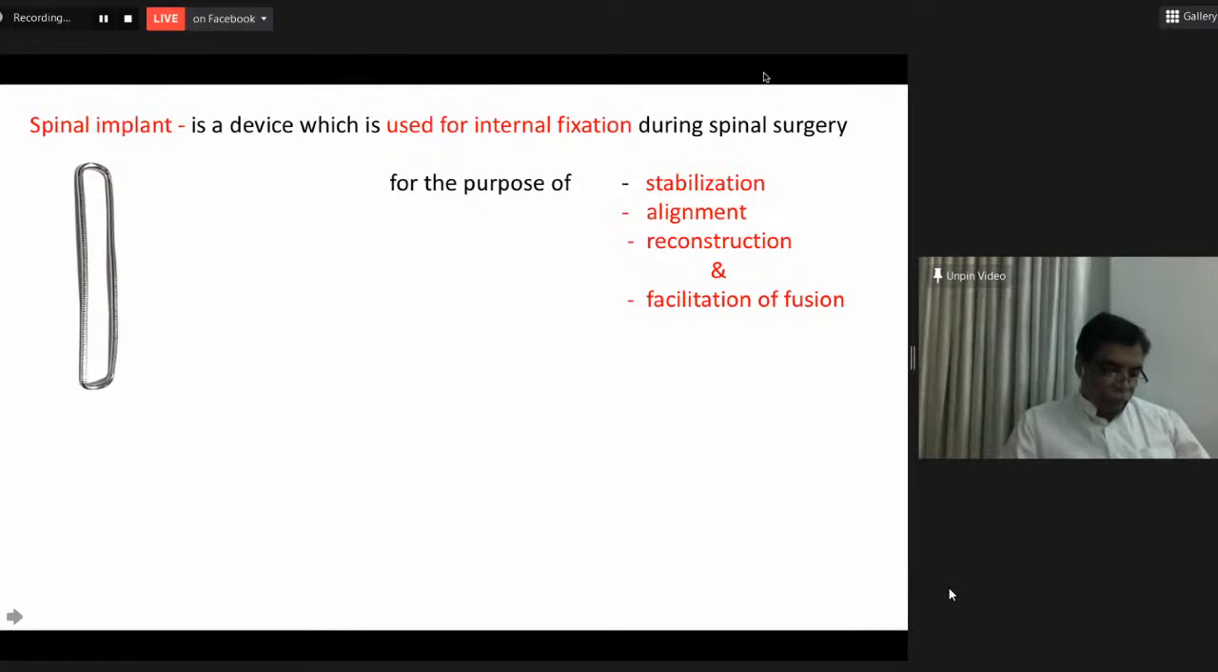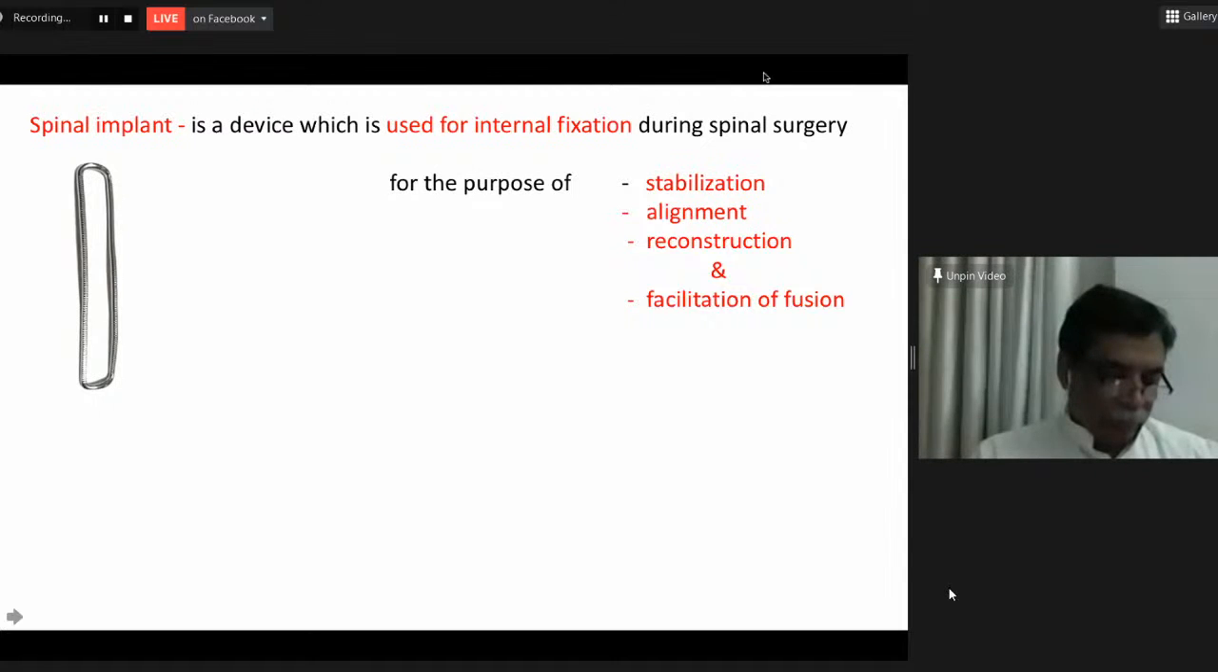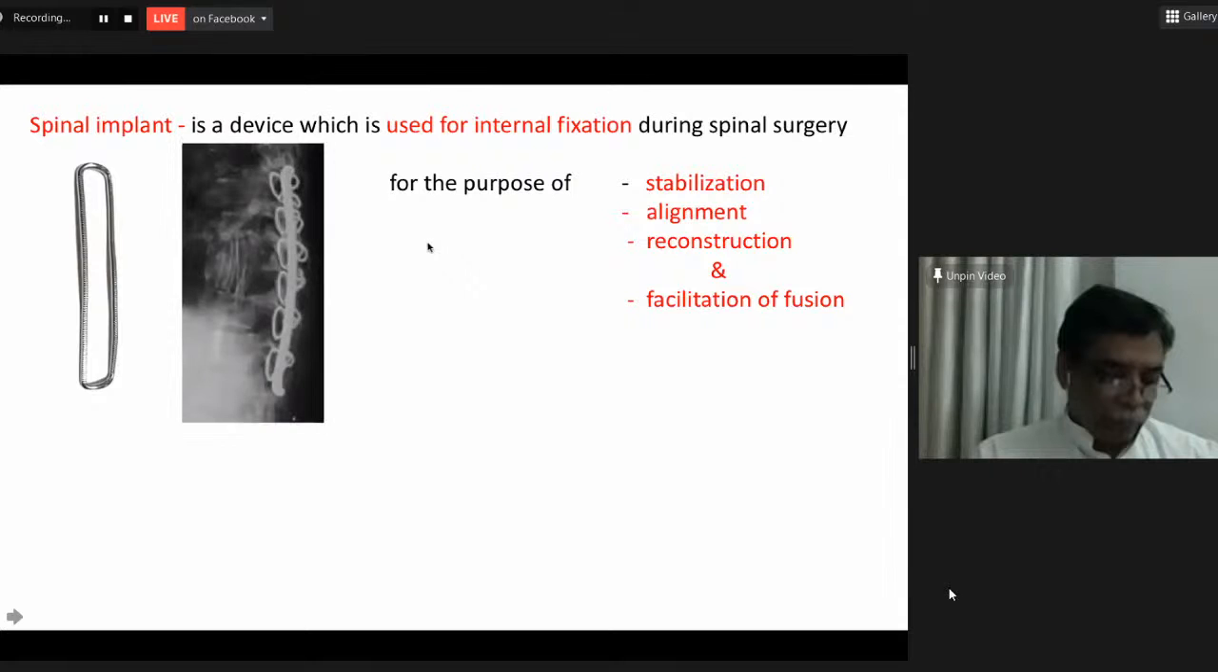So you say that it is a device which is used for internal fixation during spinal surgery. And what is the purpose? For the purpose of stabilization, alignment, reconstruction, and facilitation of fusion. So you see whether that implant is serving the purpose or not. So this implant has been put. On the left side, that figure is of the Hartshill, where it has been stabilized with the sublaminar wire. So this purpose has been served by using this implant.